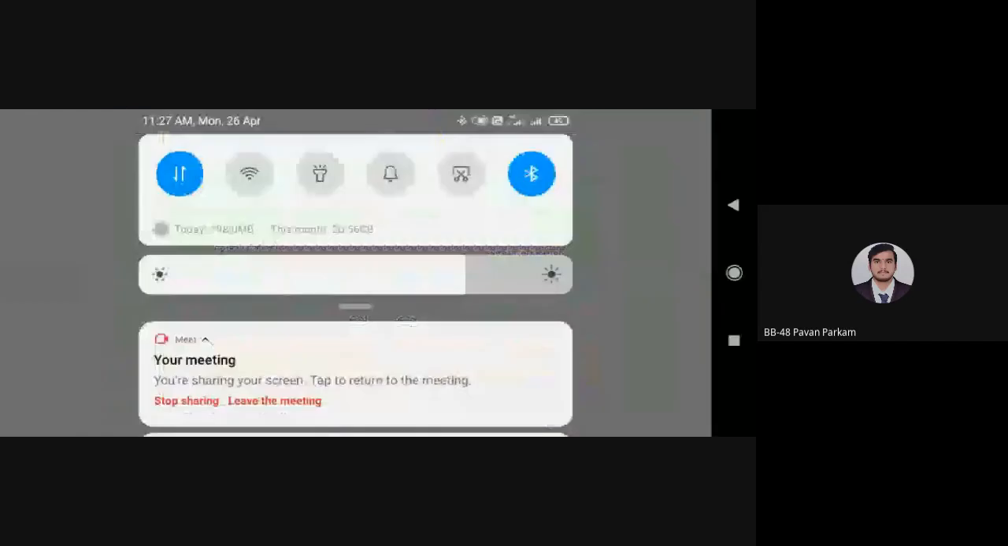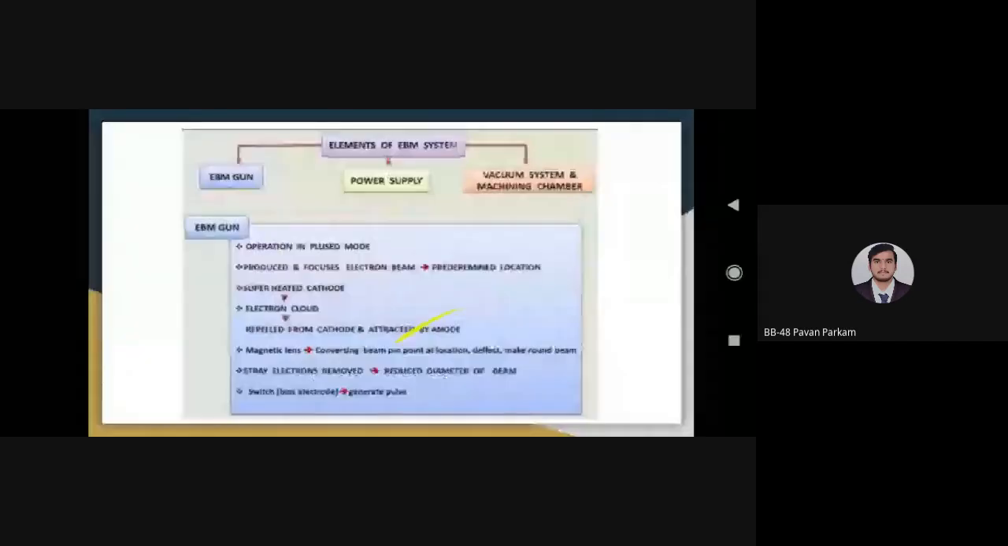Now let us go for the next one. In this slide you can see the different elements of electron beam machine systems. The most important and first element of this EBM process system is the electron beam gun, like a laser gun. The second element is the power supply as usual, and the third one is the vacuum system and the machine chamber.